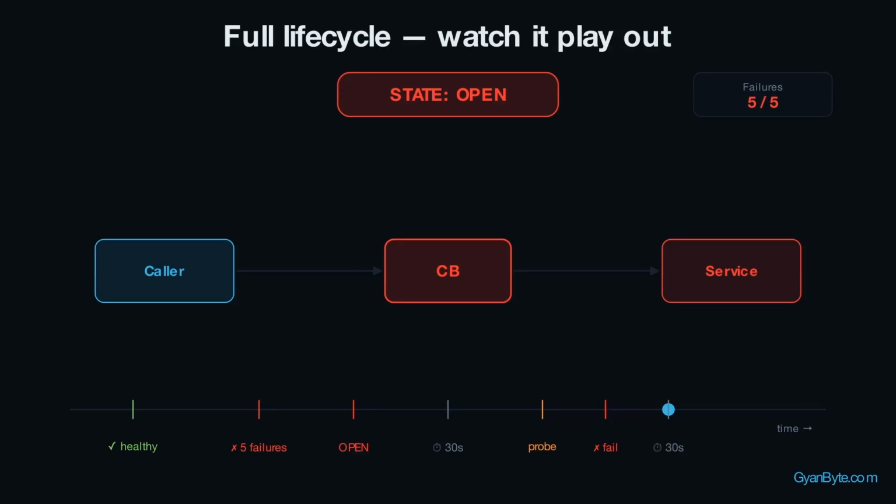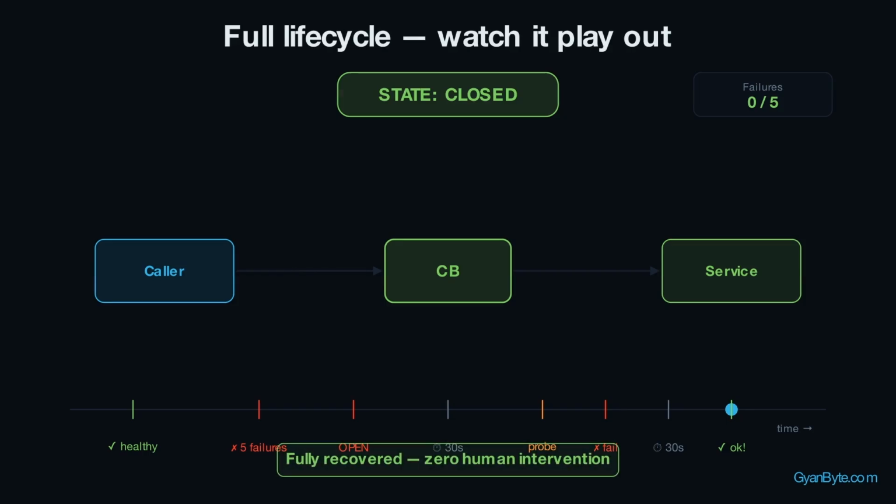This time it succeeds. 200 OK. The breaker transitions to closed. Normal traffic resumes. The failure counter is back to zero. The system has fully recovered automatically. This entire cycle happened with zero human intervention.